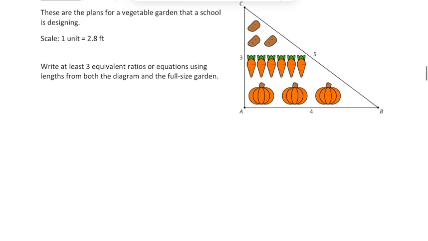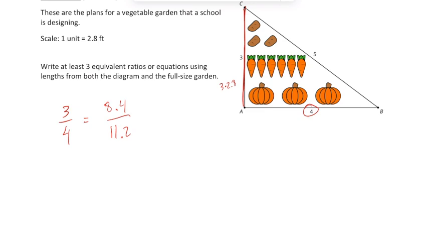So we know that 3 to 4 will be equivalent to 8.4 to 11.2. Because if this is a scale, if this is 3 units long, then the actual garden is going to be 3 times 2.8, and 3 times 2.8 is 8.4. Same with this 4. Multiply that by 2.8, you'll get 11.2. So that's 1 equivalent ratio.